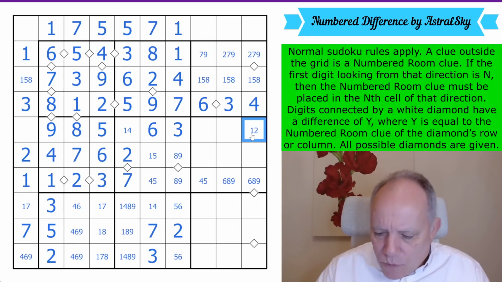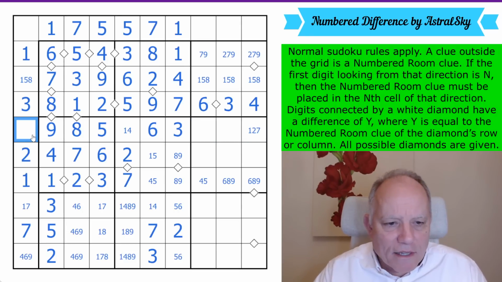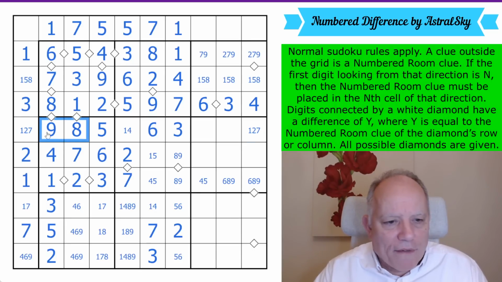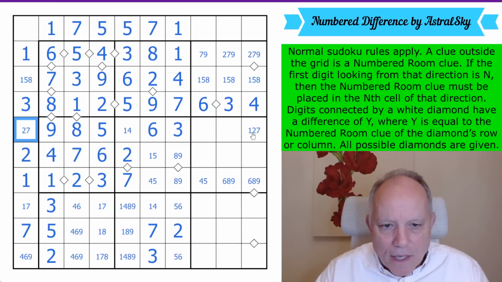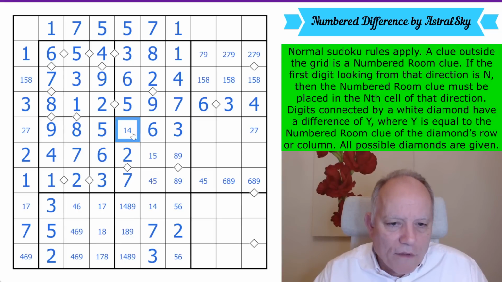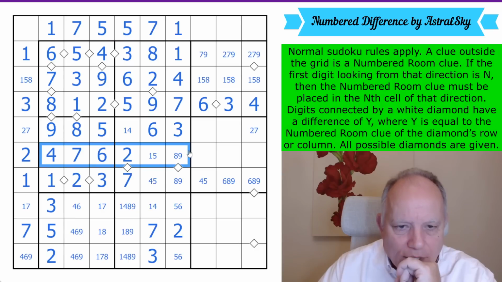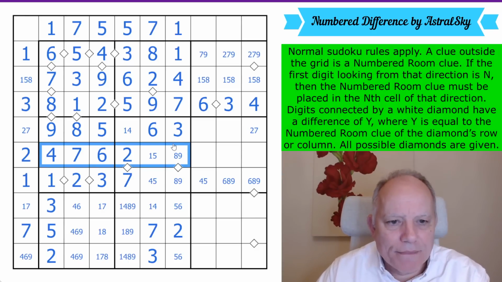Sorry, I'm being incredibly weird for a moment there. Right, this digit is 1, 2 or 7, and that is the numbered room clue here, because it's in cell 9. Now it can't be a 1 or we'd have a diamond there. Can it be a 2? Not if that was a 4. Can it be 7? Yes. Okay, I'm missing the next step.